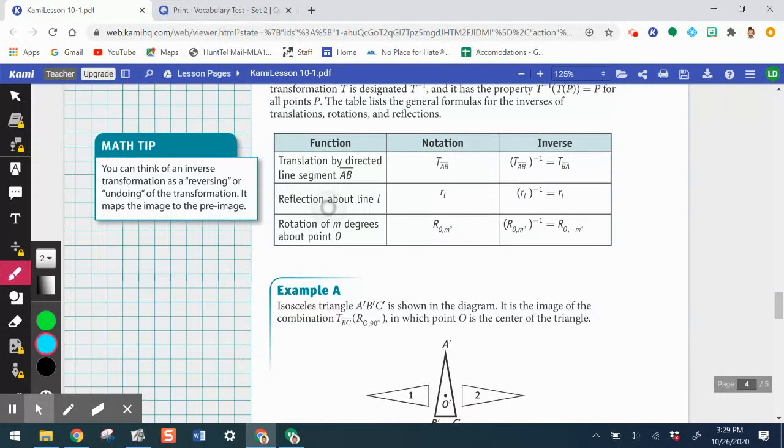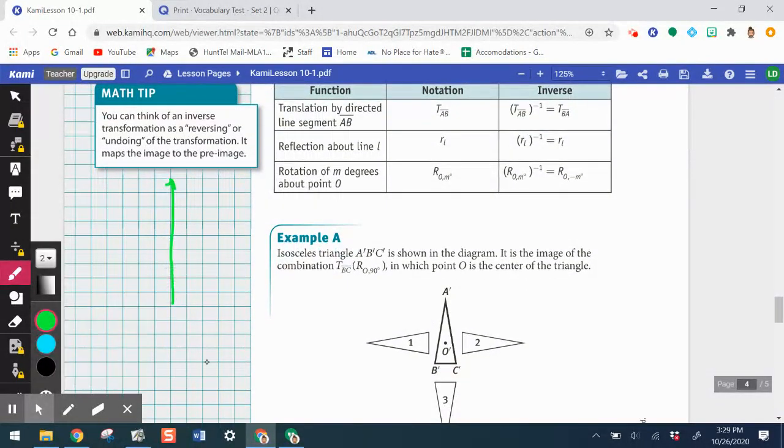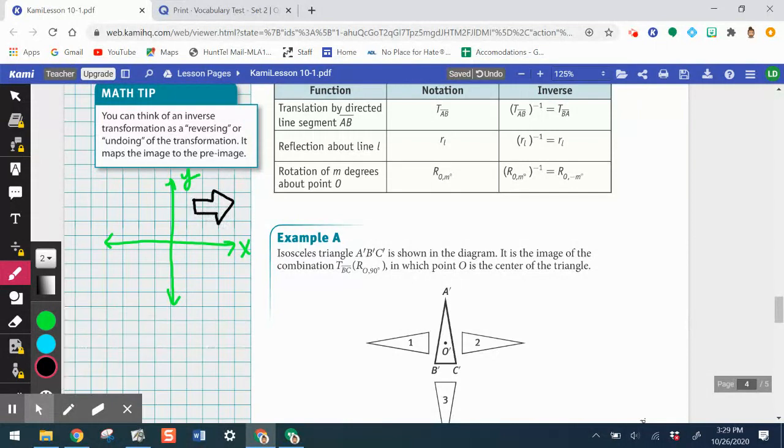Now, if you notice with the reflection, it's a little bit even more distinct than a translation. A reflection about some line L, notice the inverse is a reflection across that same line. For example, let's say we have an X and Y axis, and I take some arrow. We love to use arrows because we can see the direction. If I reflect that across the line X equals 0, or the Y axis, to undo that, I'll literally reflect across that same line, X equals 0. So that's why you see here the inverse of a reflection across line L is a reflection across line L.